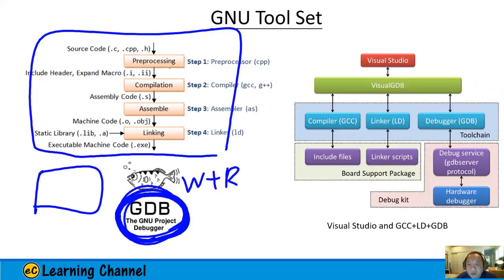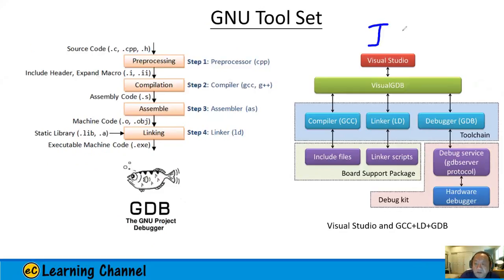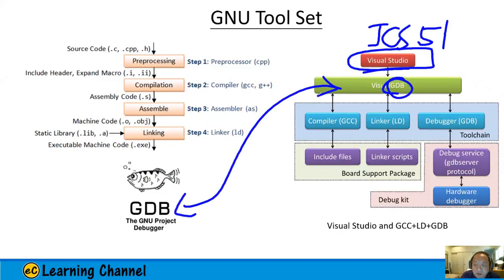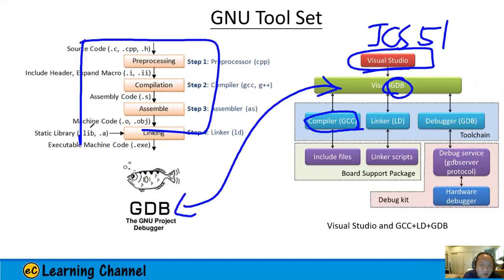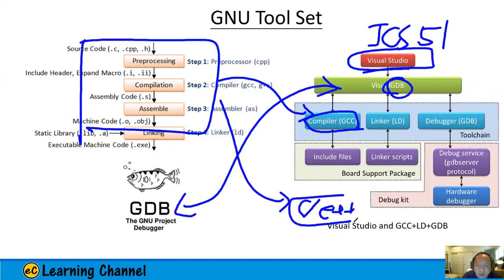On the right-hand side is Visual Studio. It's probably what your ICS51 will be working on, and it has its own debugger with the same function. That's a debugging environment, and it can call GCC, as you see. Visual Studio is an editor, but you can call GCC, and you can also call Microsoft Visual C++. It allows you the option to pick a different compiler.